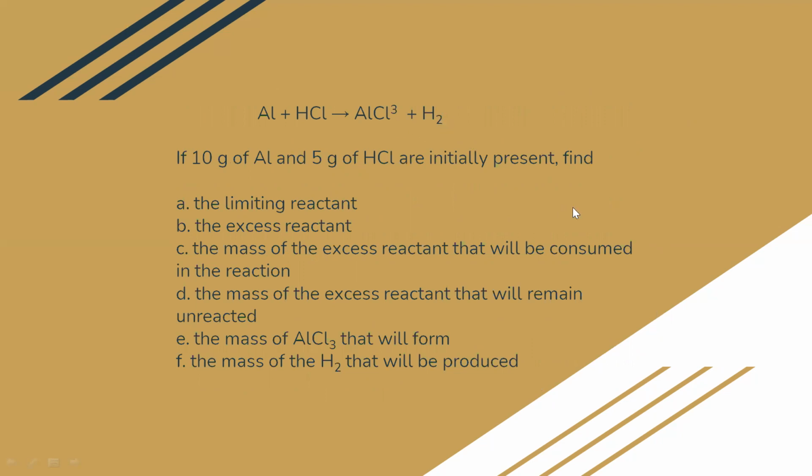So if 10 grams of aluminum and 5 grams of hydrogen chloride are initially present, find A, the limiting reactant; B, the excess reactant; C, the mass of the excess reactant that will be consumed in the reaction; D, the mass of the excess reactant that will remain unreacted; E, the mass of aluminum chloride that will form; and letter F, the mass of hydrogen gas that will be produced.